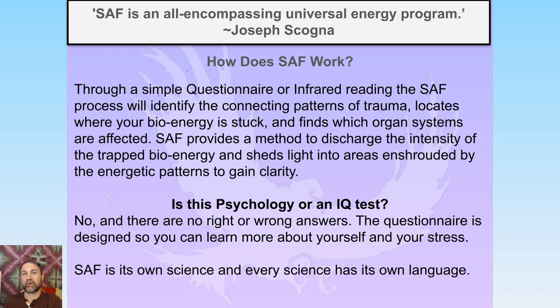So how does it work? Through a simple questionnaire or infrared reading, the SAF process will identify the connecting patterns of trauma, locate where your bioenergy is stuck, and find which organ systems are affected. SAF provides a method to discharge the intensity of the trapped bioenergy and sheds light into areas enshrouded by the energetic patterns to gain clarity.